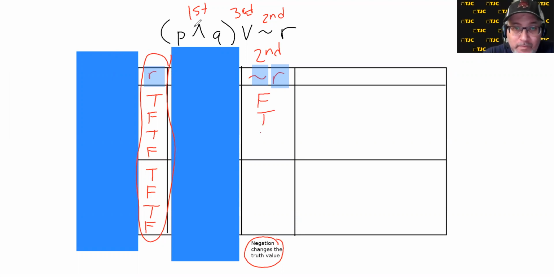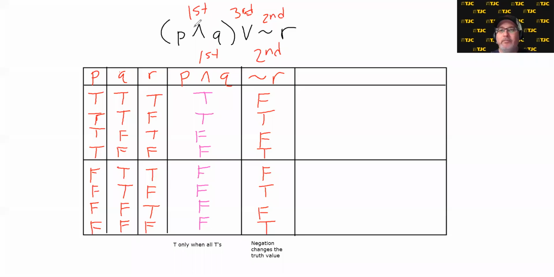False, true, false, true, false, true, false, true. Negation is usually pretty easy. You just got to make sure you find the correct column to change the truth values. And let's clean up this mess. And to the next column.